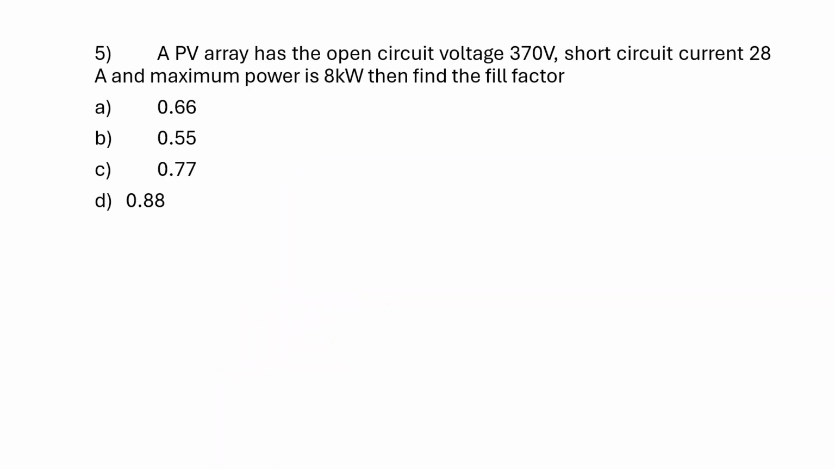Now this is a question where you have to do some calculation, so bring out your calculator or whatever you use. A PV array has an open circuit voltage of 370 volts, a short circuit current of 28, and a maximum power of 8 kilowatts. Then find the fill factor. I will be giving you 2 to 3 minutes. Write down your answers in the chat box, just the option you are getting.